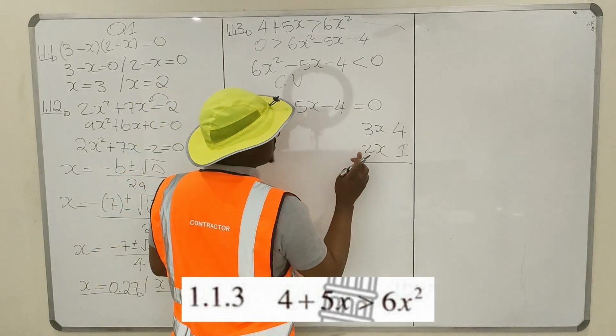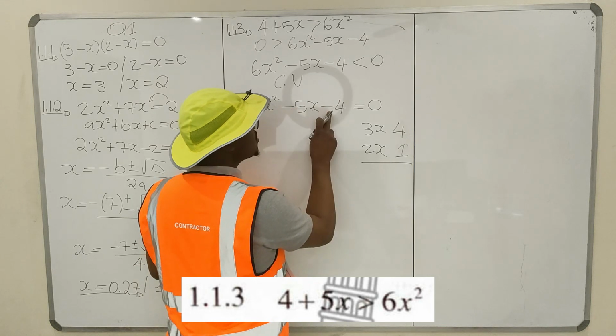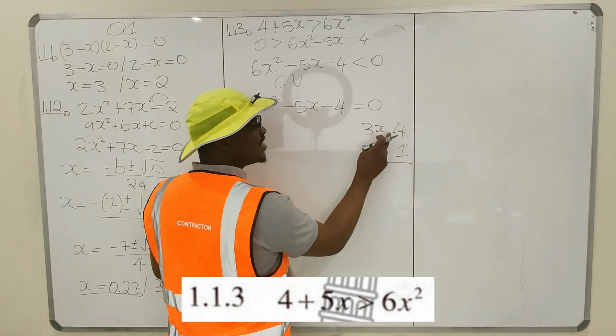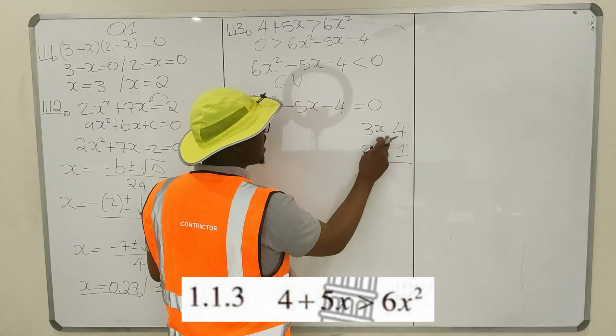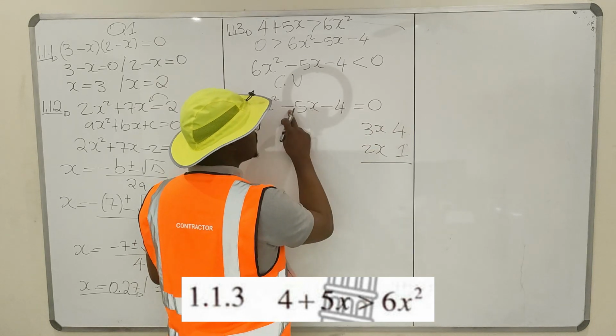So the bigger cross multiplication takes the sign of the middle term. Since this one is negative, it tells us the signs here: one is negative, the other is positive. So how do you decide which one will have a negative sign? The bigger cross multiplication will take the sign of the middle term.